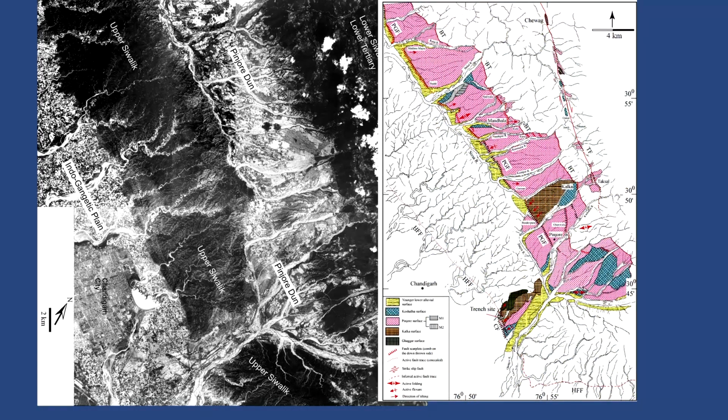As shown here, on the left you have the Corona satellite photos, and on the right you have a detailed map which includes the landforms and the faults which are cutting these landforms.